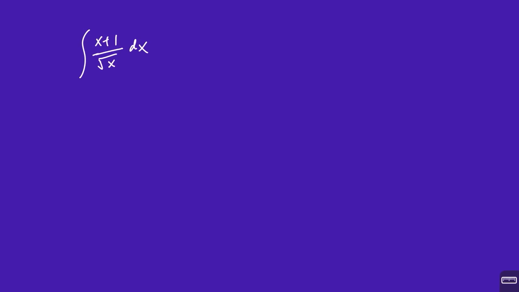For today's problem, we are going to take the integral of x plus 1 over the square root of x. The way the problem is currently written, you could look at the numerator as f of x is equal to x plus 1, and you could call the denominator g as a function of x is equal to the square root of x. So what you're really taking the integral of is f of x over g of x dx.